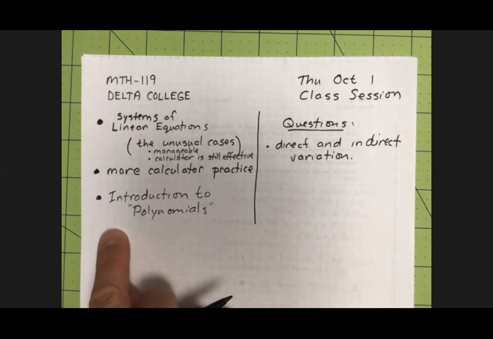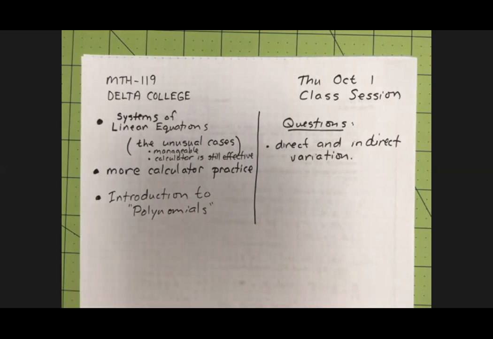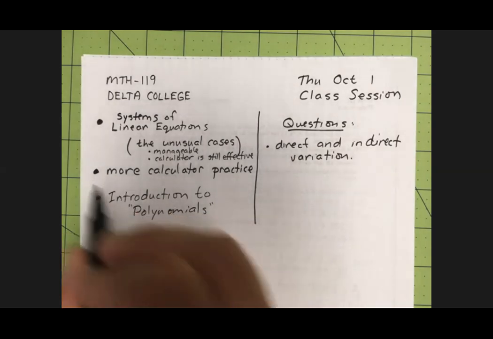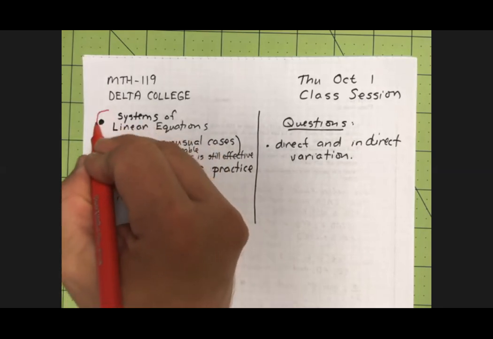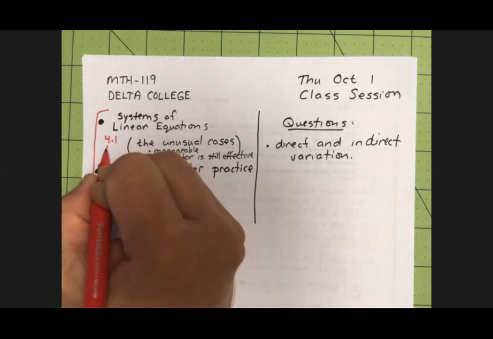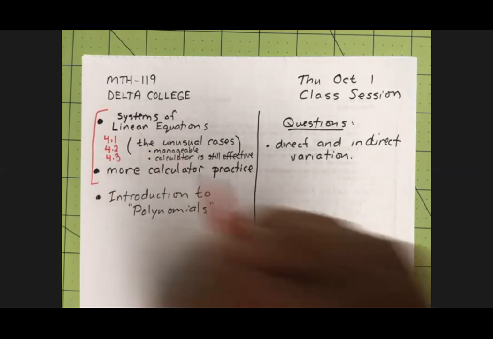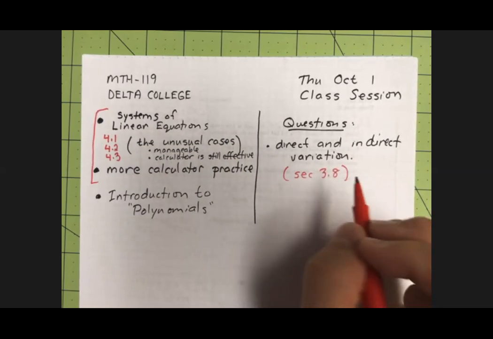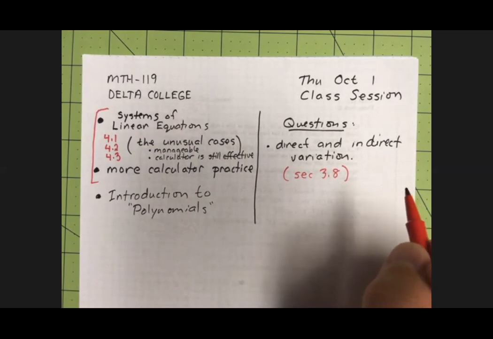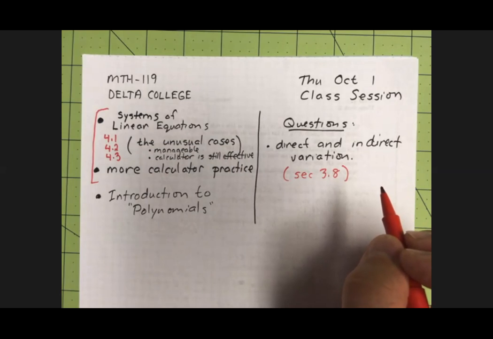And then we're going to shift to chapter 4, which is introduction to polynomials. This is where the variation almost fits in. Right now we've been doing 4.1, 4.2, 4.3, this thing we're doing with systems of linear equations. That's in the book, sections 4.1, 4.2, and 4.3. Now, the direct and indirect variation is in section 3.8, which is technically not on our schedule. So it's not something that I assigned in the XYZ homework.